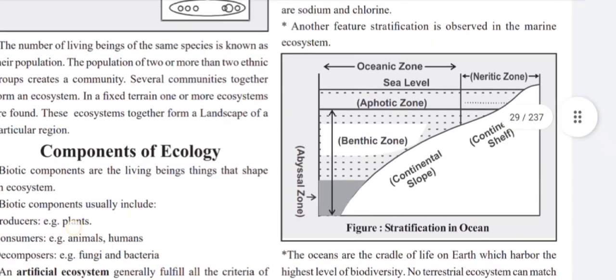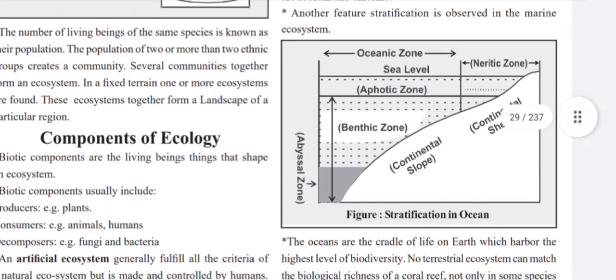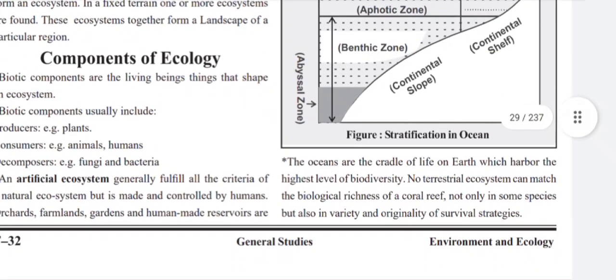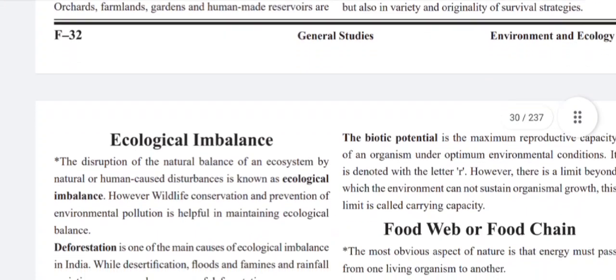Stratification in the ocean. Here you can see the abyssal zone, in which you can see the continental slope and continental shelf. In the case of the continental slope, you can see the benthic zone. Above the continental shelf, you can see the aphotic zone, sea level, neritic zone and oceanic zone. The oceans are the cradle of life on Earth, which harbor the highest level of biodiversity. No terrestrial ecosystem can match the biological richness of the coral reef, not only in number of species but also in variety and originality of survival strategies.